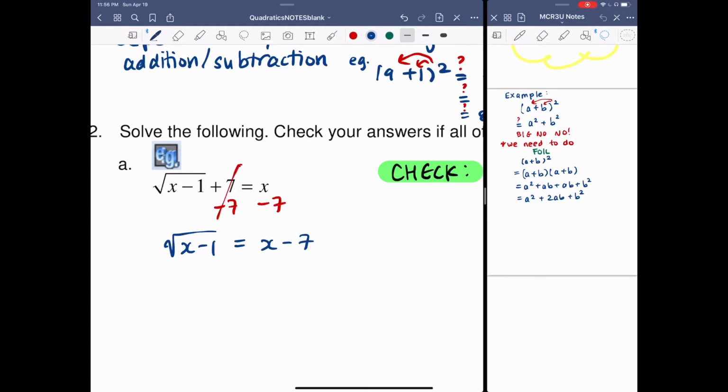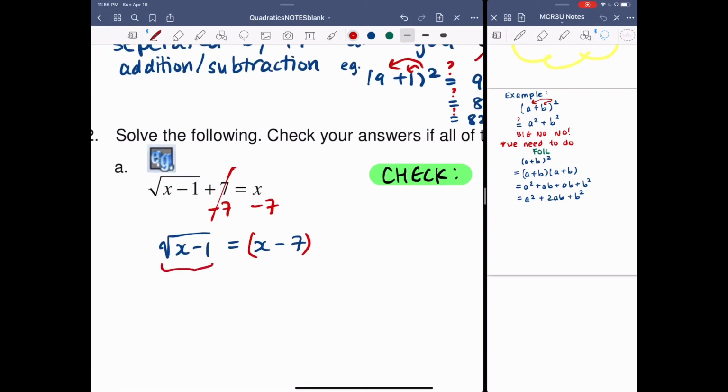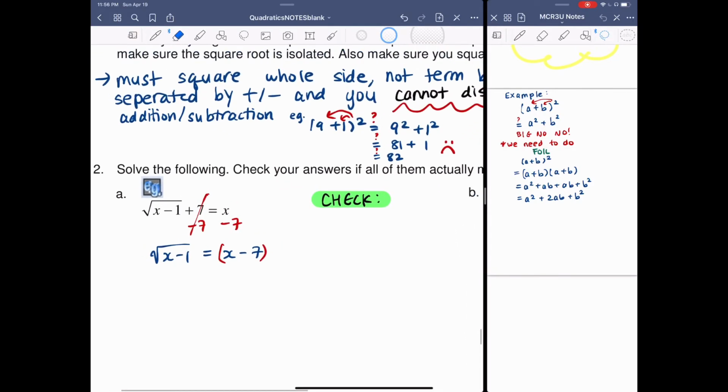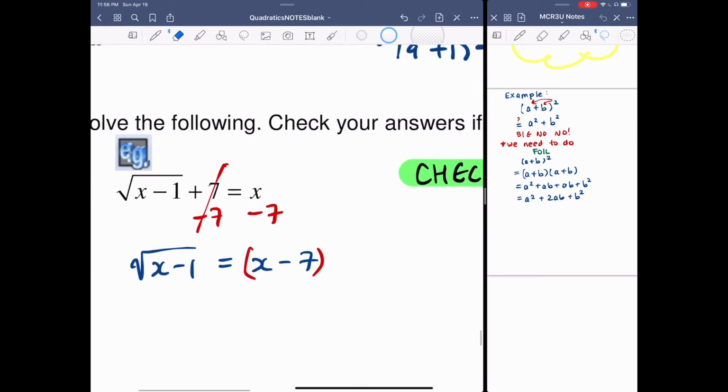Notice that if I put brackets on this x minus 7, it's like I have one big monomial on each side. I'm treating it, by putting those brackets, as one term. That's why these brackets are so important, especially when I have binomials. Because I have something equals something, I can now square both sides, square the whole side, and I'm not doing it by term. So I'm going to put brackets here and square both sides.